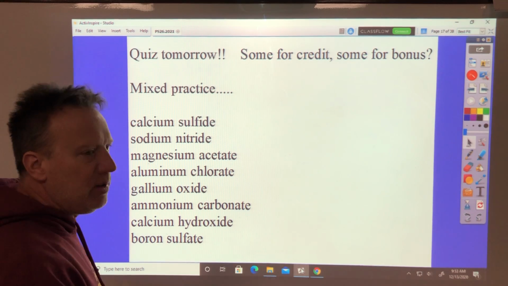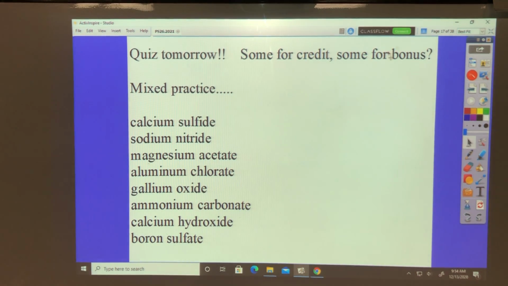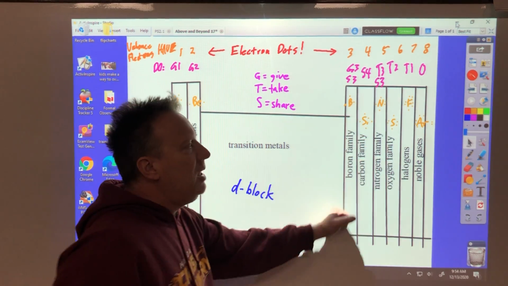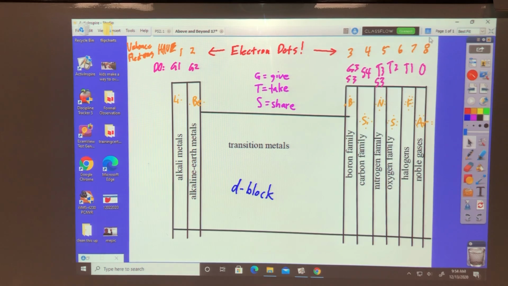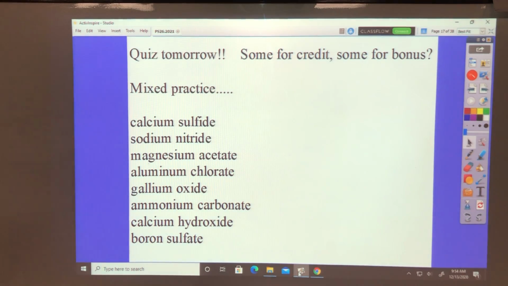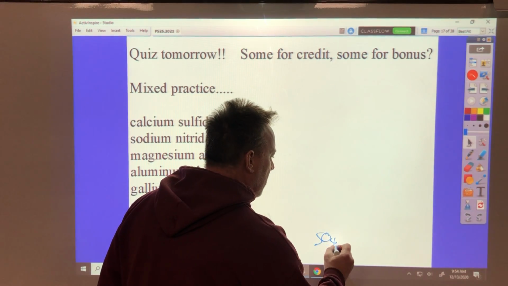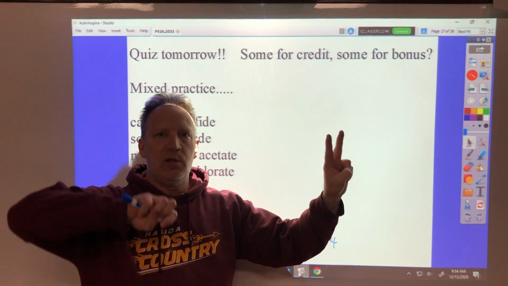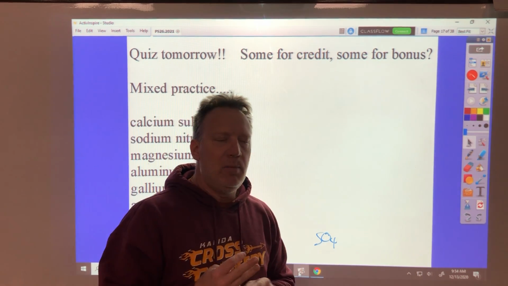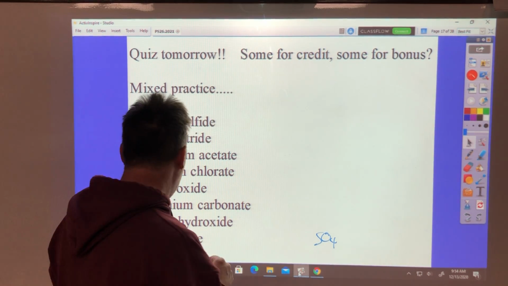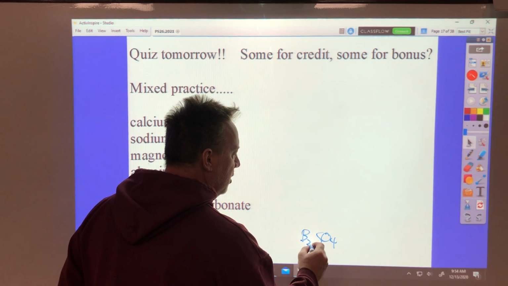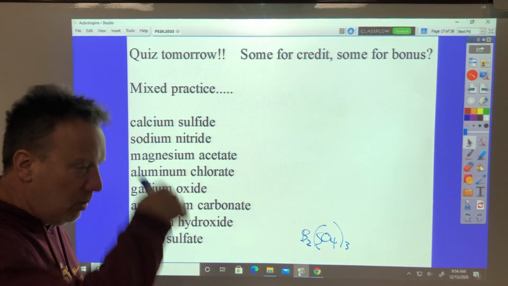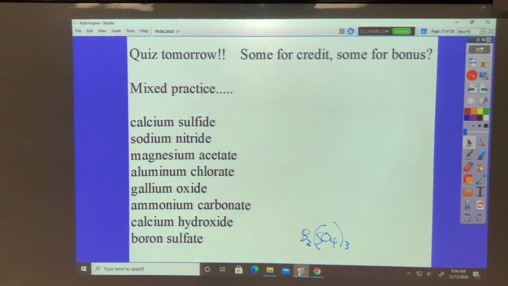And the last one is boron sulfate. Boron family is right above aluminum. Boron gives 3. Sulfate ion is SO4 2 minus. Boron's 3 plus. Switch the numbers. You have to have 2 3s and 3 2s. So it should be B2(SO4)3, there's 3 of them, so I have to have that whole thing in parentheses. A lot of practice for you there.